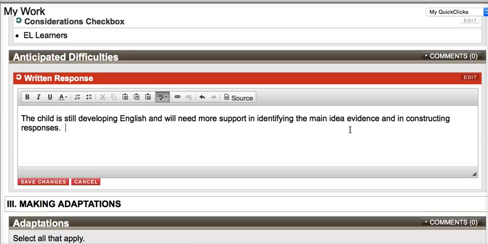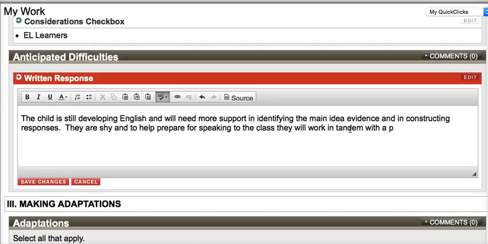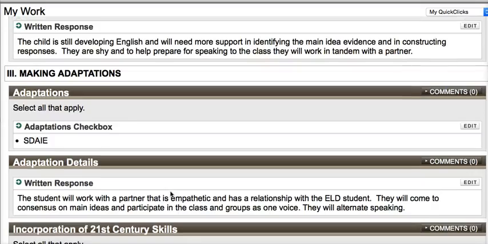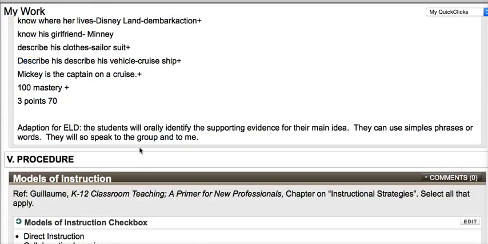So we know that, and that could be the one that we decide. And we could say they're shy. They are shy. That might be an observation. And to help them prepare for speaking to the class, they will work in tandem with a partner. There you go. So now I have written out what I anticipate. This kid's going to have a hard time talking, and this kid is going to have a little bit of time constructing responses. Okay, that's my difficulty. This is how I plan on dealing with it. So now I know all of that.